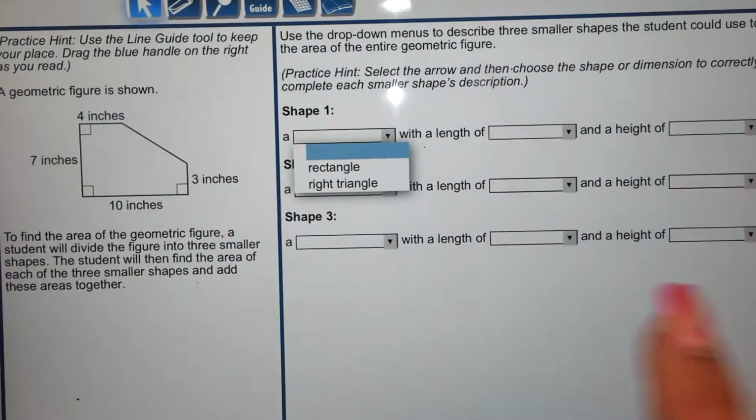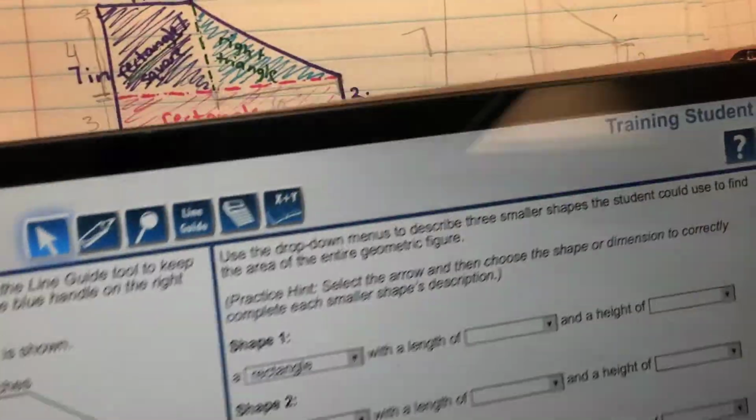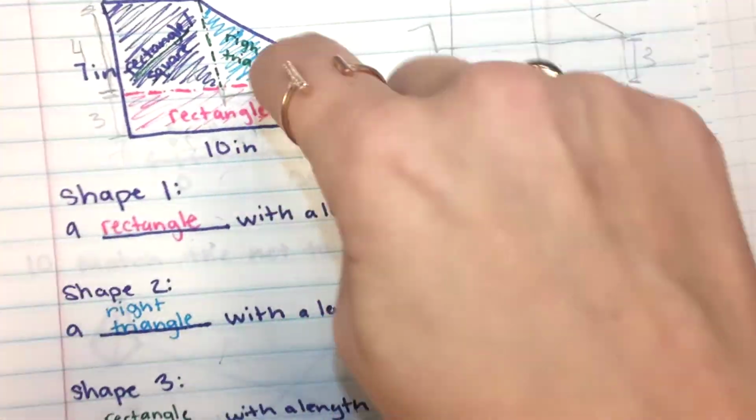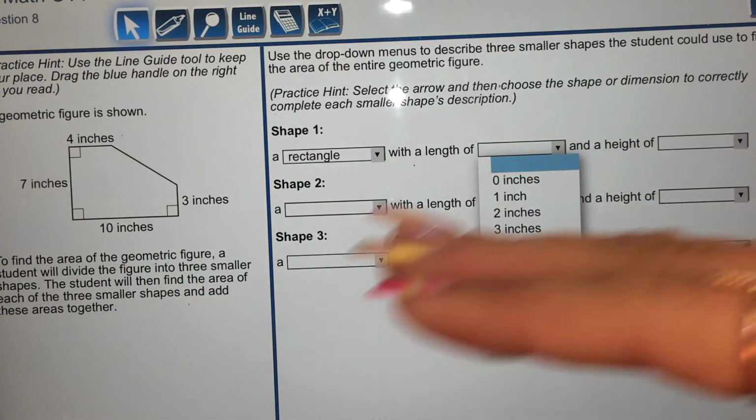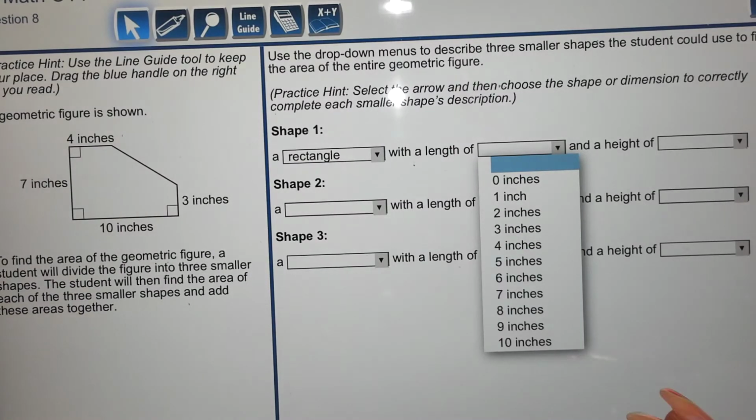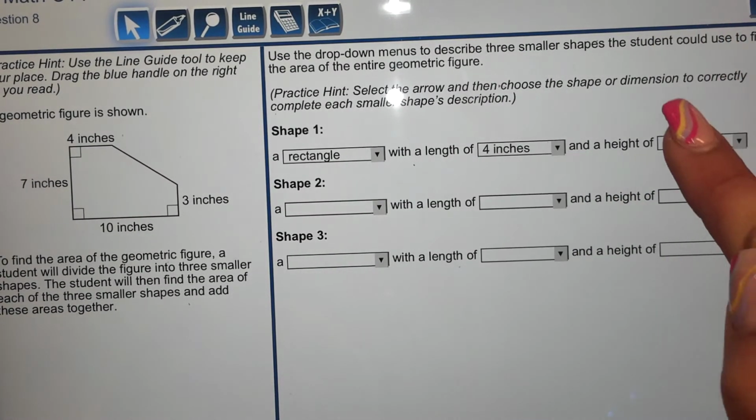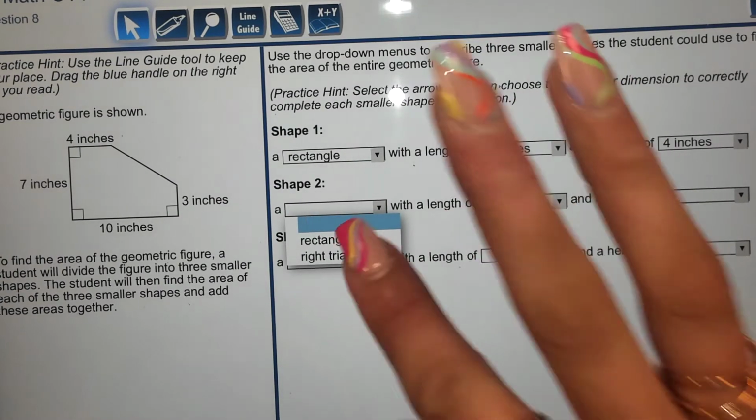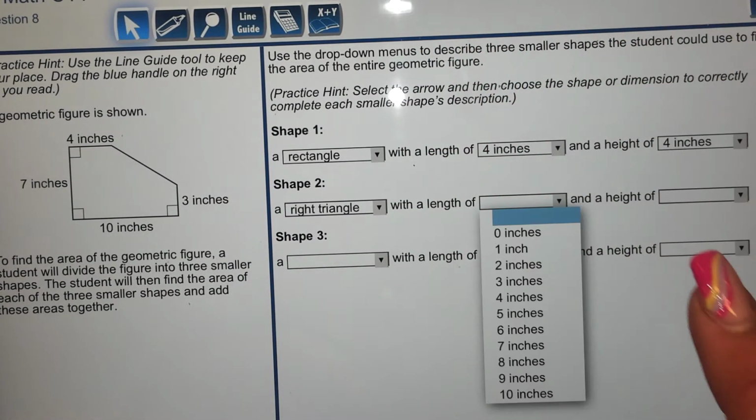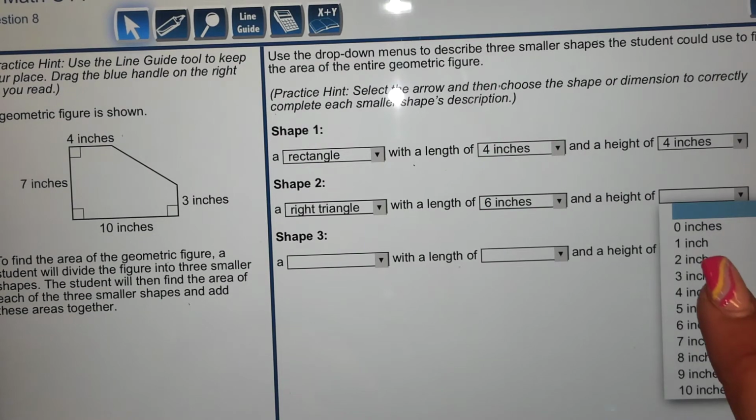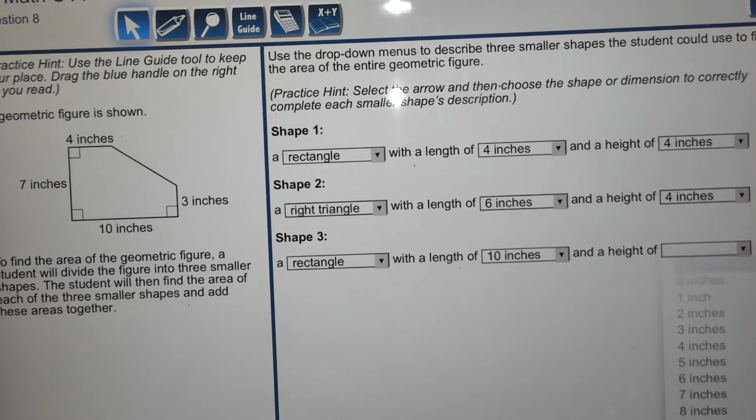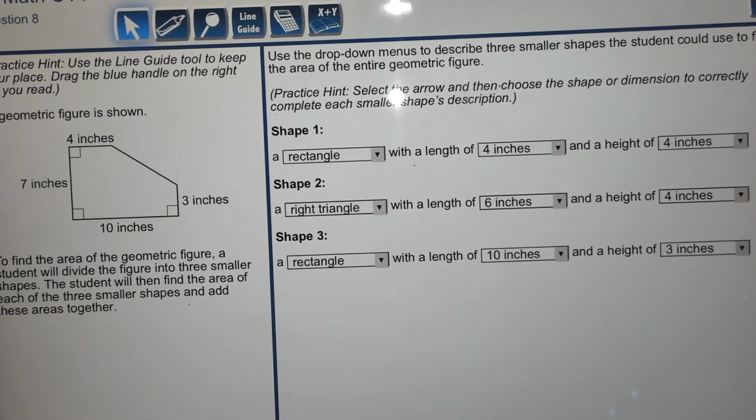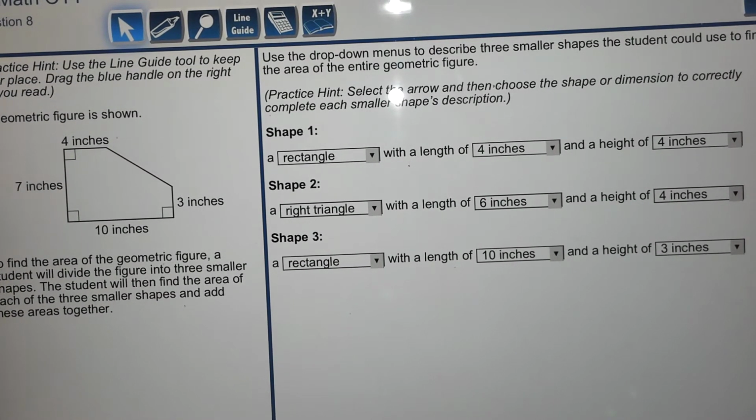So let's talk about how to put it in. I've got to stick with one shape. I'm either doing this one or I'm doing this one. So I'm going to do this one. I got a rectangle, and you can do it in any order as long as the rectangle matches with the rectangle stuff, the triangle matches with the triangle stuff. So rectangle with 4 and 4, a right triangle with 6 and 4, and then another rectangle that was 10 inches in length and 3 inches in height. Okay? Good? We all get it? No questions about it? All right.